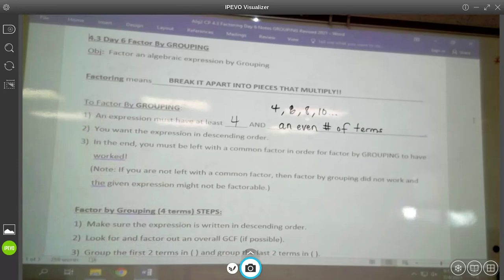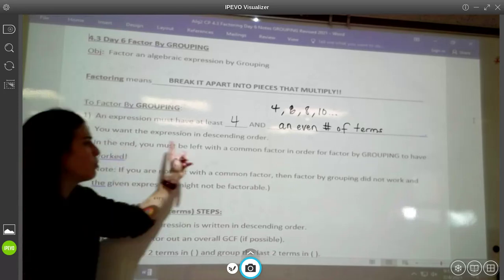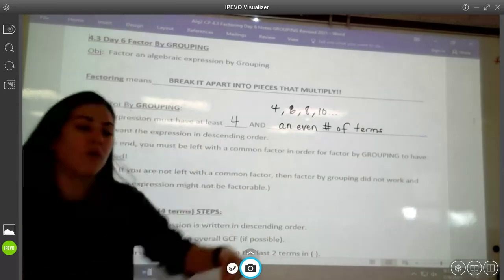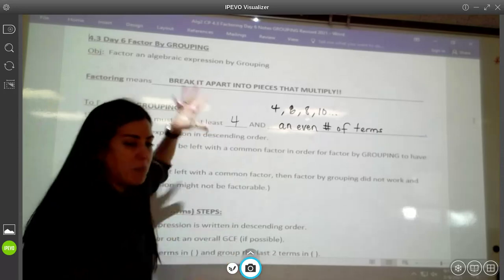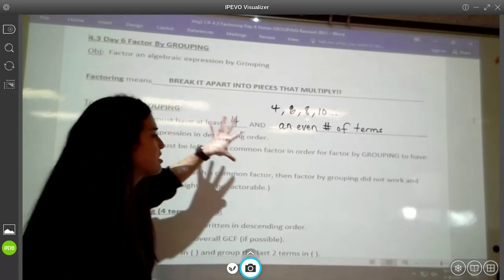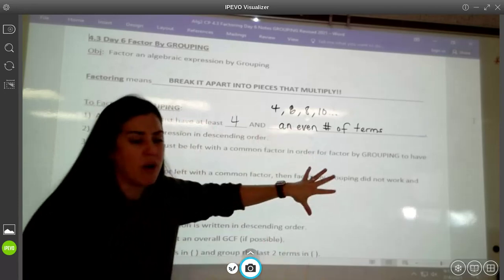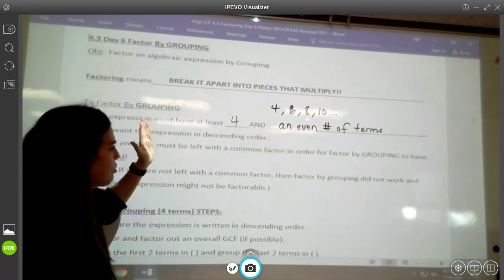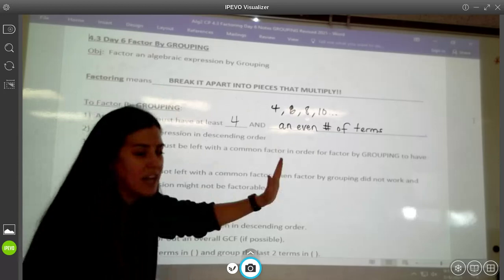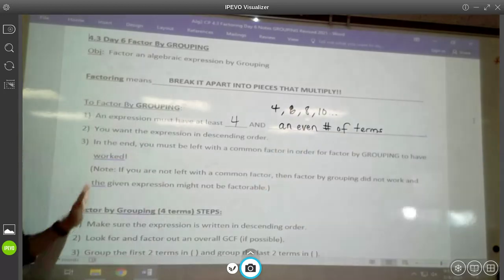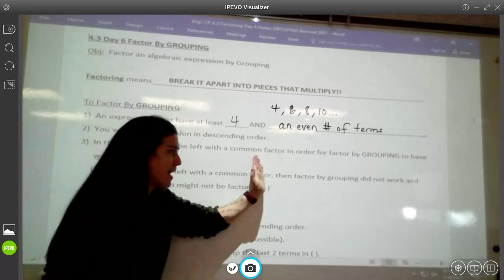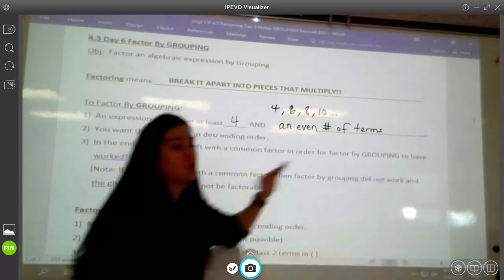All right, also, you do want the expression to be written in descending order when you go to factor it by grouping. And descending order means you just want that highest power term at the front, and then it's going to work its way all the way down to the just number. So it would go from an x to the third to an x squared to a just x to a just number. All right? And then, in the end, you must be left with a common factor in order for factor by grouping to have worked.